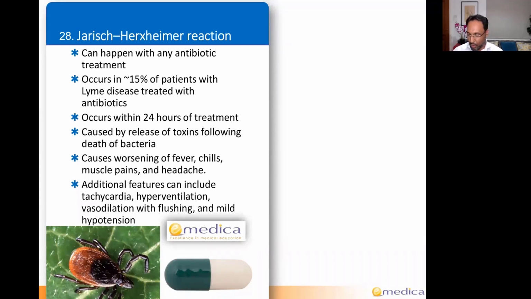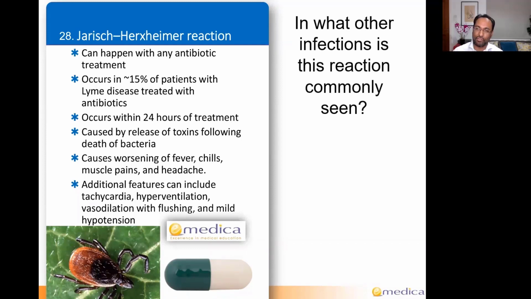And then what else? What other infections is this reaction commonly seen in? Type into the chat. And what you see is typically within a day of starting treatment, because it's actually working, it's killing the bacteria. The death of those bacteria releases toxins, which cause the symptoms. So they get fever, getting worse. They often already had a fever, right? They'll get chills, muscle pains, headache. But then some of the key things that you're looking for, tachycardia, hyperventilation, they get flushing because of vasodilation, and then just a very mild hypotension, okay?